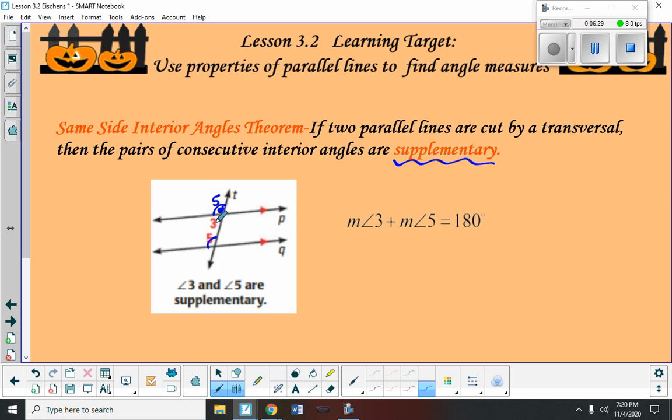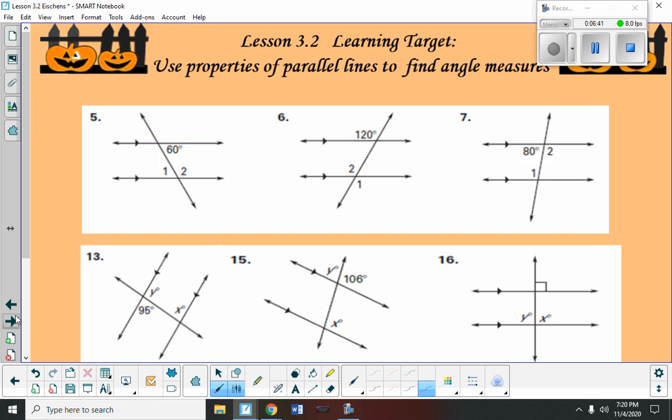Another thing, if you look at angle 3 and 5, angle 5 is obtuse, angle 3 is acute. So there's no way they could be equal. So that's another clue for you to remember, oh yeah, those are the two that are supplementary. All right, let's do some problems.